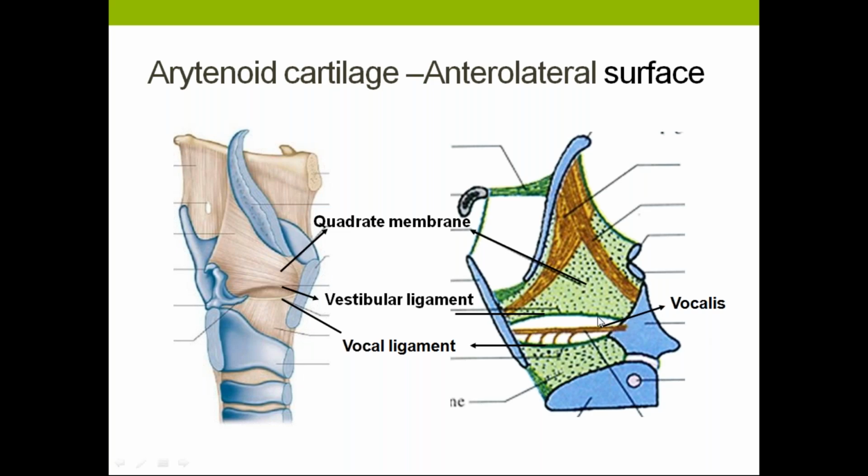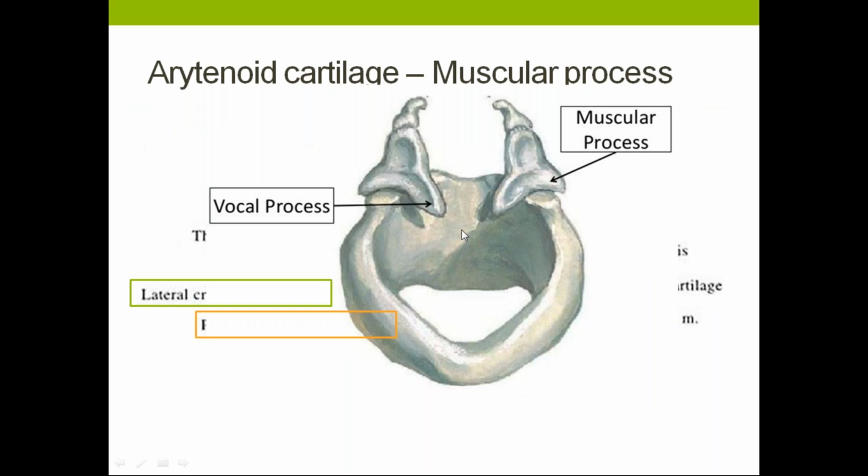And if you see, the vestibular ligament will be attached above the vocal process here. So this is the vestibular ligament. The vestibular ligament is nothing but the thickened lower free margin of the quadrate membrane. This quadrate membrane extends between the arytenoid cartilage and the epiglottis, and is also attached to the thyroid cartilage anteriorly. So I think you are clear about the anterolateral surface of the arytenoid cartilage.